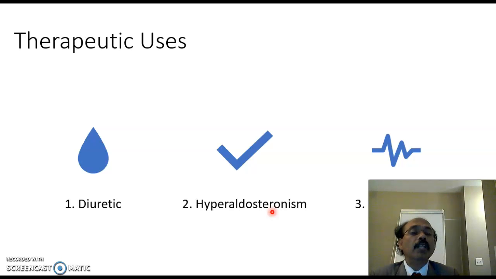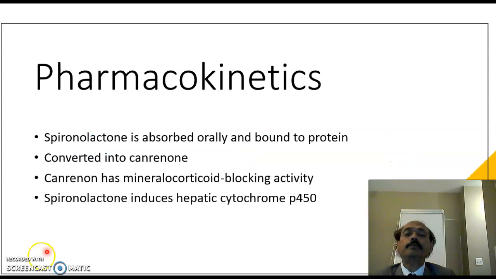That is a mineralocorticoid. So spironolactone and other potassium-sparing diuretics are useful in the management of heart failure. In heart failure, the heart cannot pump blood properly. There may be stagnation of fluid, so we need this medication to get rid of excess fluid from our system.